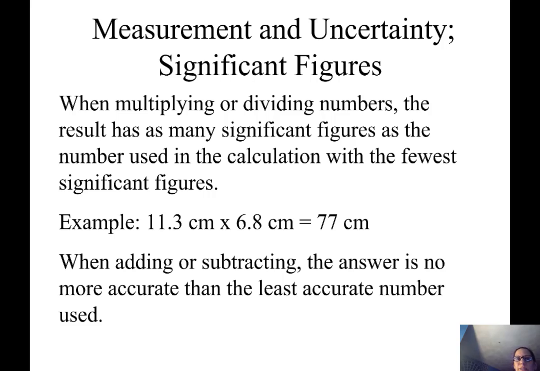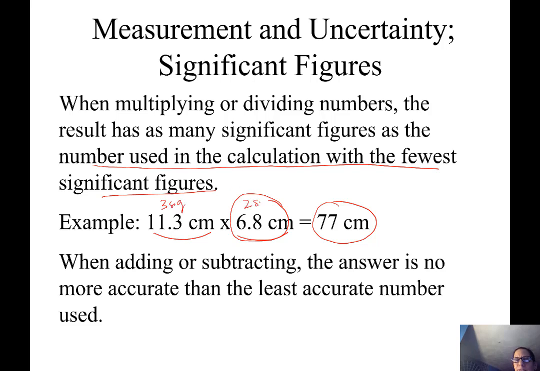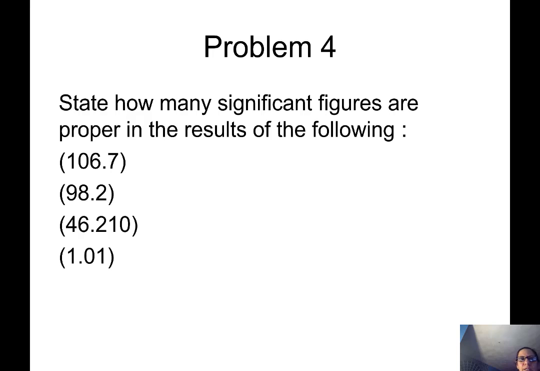When multiplying or dividing numbers, the result has as many significant figures as the number used in the calculation with the fewest number of sig figs. So when you're multiplying two numbers, the resulting number should have the significant figures of the least number that you're multiplying with. So this has 3 sig figs and this has 2 sig figs. The result in the end should have the sig figs of the least sig fig number, that is 6.8 in this case. And similarly, we can just do this quickly.